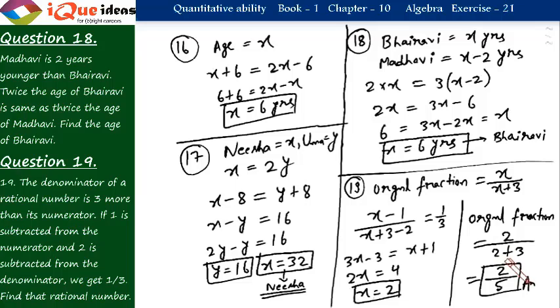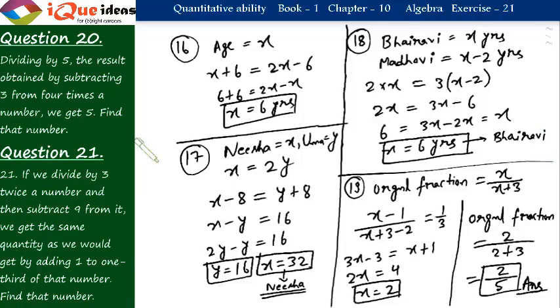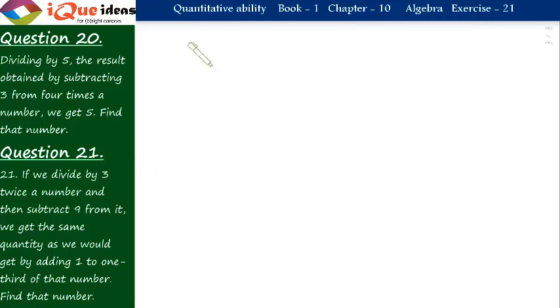Alright. Okay. Now let's take up the next question. Question number 20. It says dividing by 5, the result obtained by subtracting 3 from 4 times a number. One second. So it says dividing by 5. So divide by 5. Now what are we dividing? The result obtained by subtracting 3 from 4 times a number.